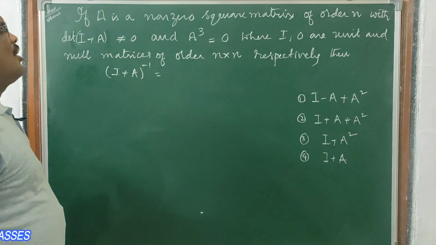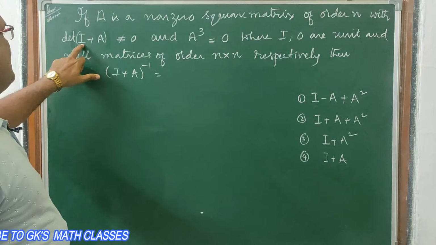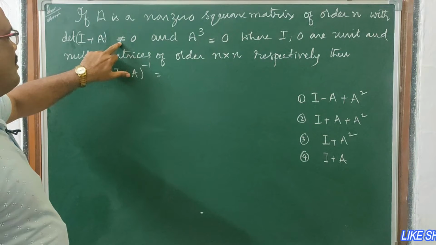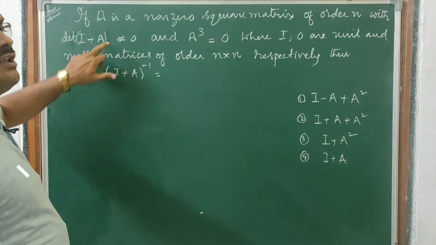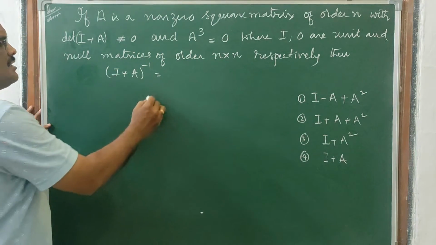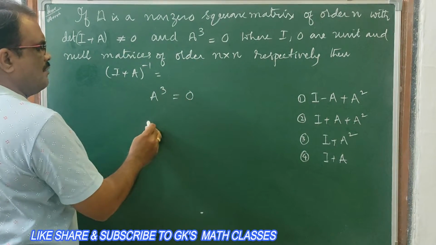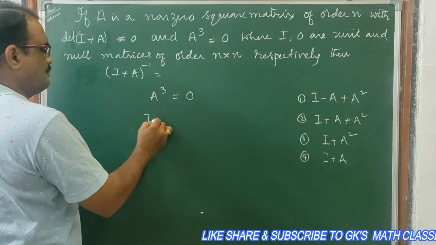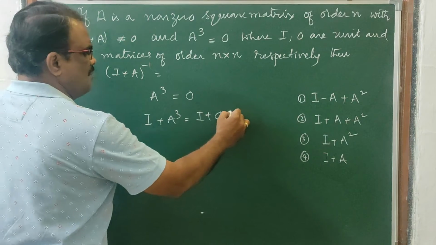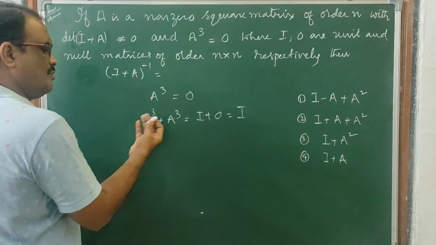If A is a non-zero square matrix of order n with det I plus A not equal to 0, it means I plus A whole inverse exists. That is known. A cube is equal to 0, that is the null matrix. So adding I both sides, I plus A cube is equal to I plus 0, that is I plus O, null matrix. So this I cube is also I.